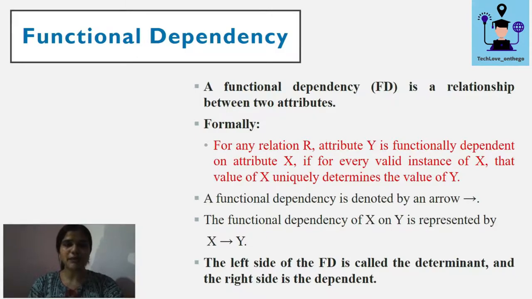Okay, so this can be represented like X → Y. Here you can see X → Y. This left side is known as determinant, and this right side of the functional dependency is known as dependent. That means Y is dependent on X, or we can say X is determining the value of Y.